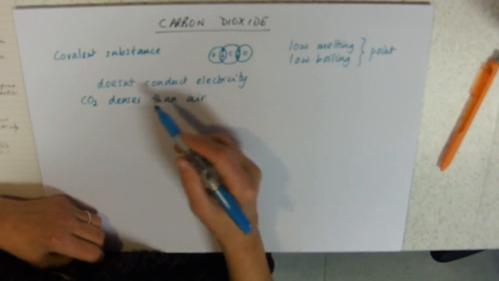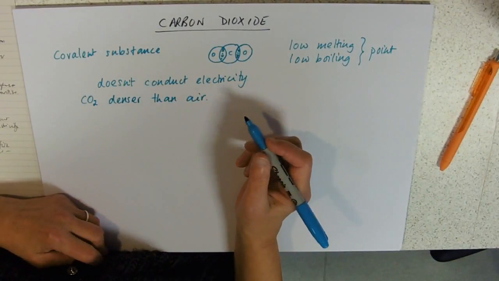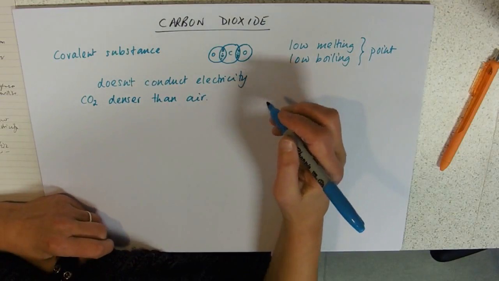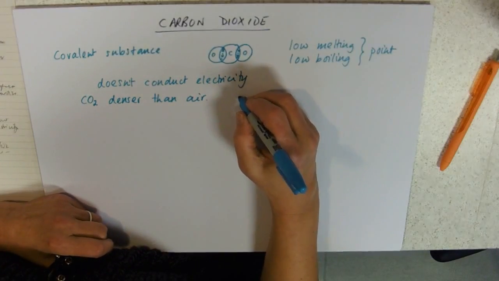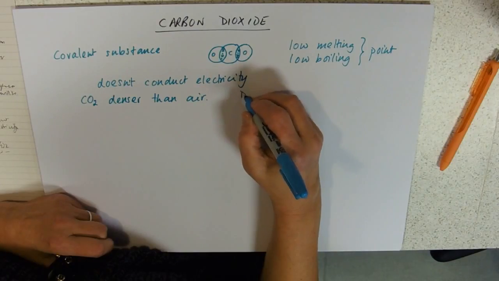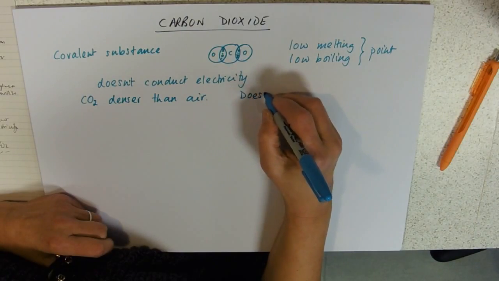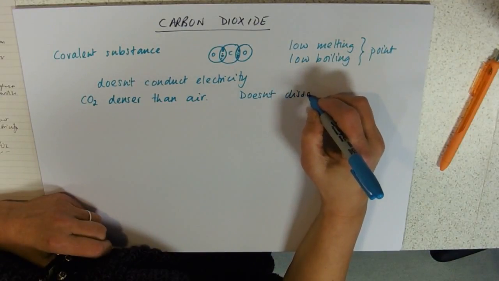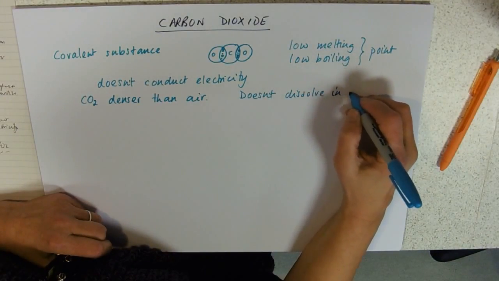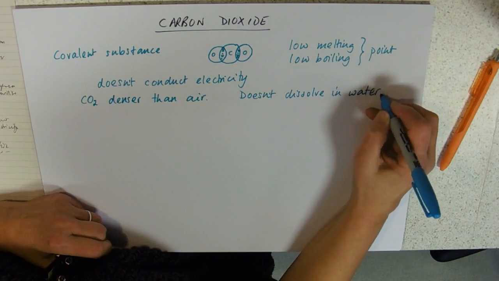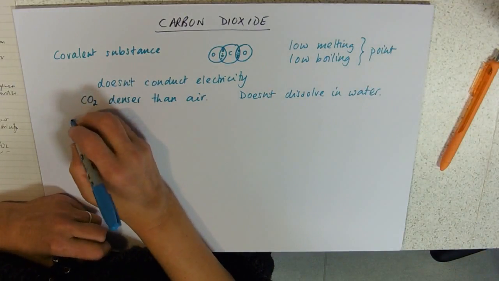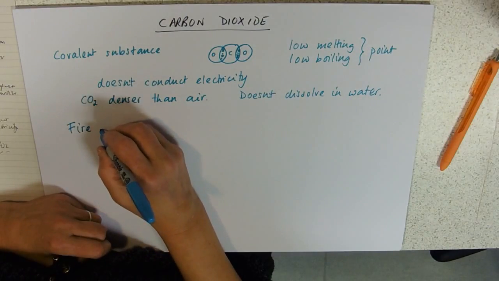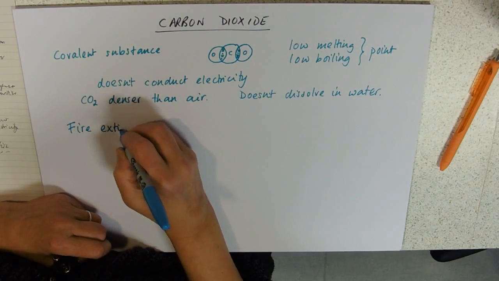So I then thought, right, okay, so that's all very well, but what do we use it for? And the other thing that I knew from 2A is it doesn't dissolve in water very well. So then I looked up some uses of carbon dioxide, and to me the most important use is it's used in fire extinguishers.